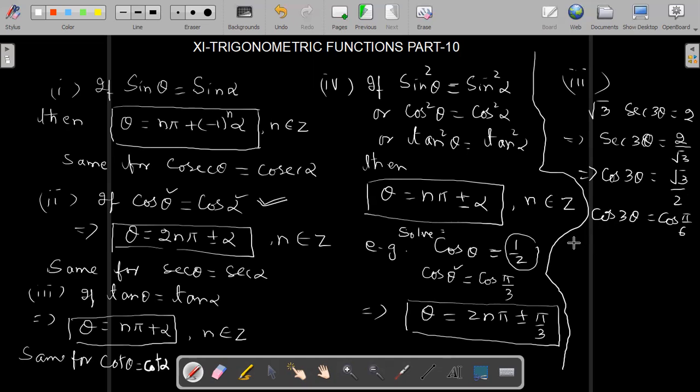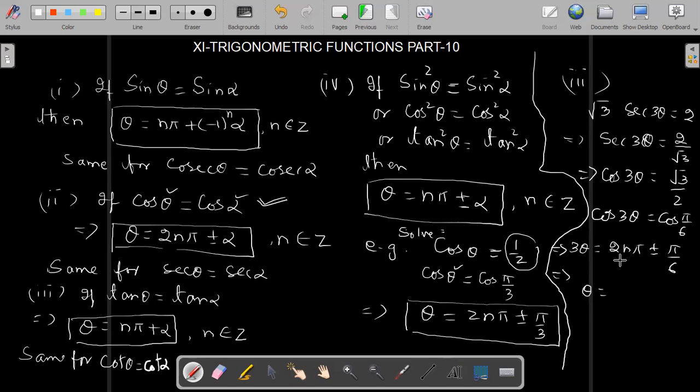Now, cos theta is equal to cos alpha, then theta is equal to 2n pi plus minus pi by 6. But don't leave it here. You have to find theta, not 3 theta. So 3 will be transposed to the right hand side, and we get theta is equal to 2n pi by 3 plus minus pi by 18. Or you can take the LCM, whatever format you want, you can write.